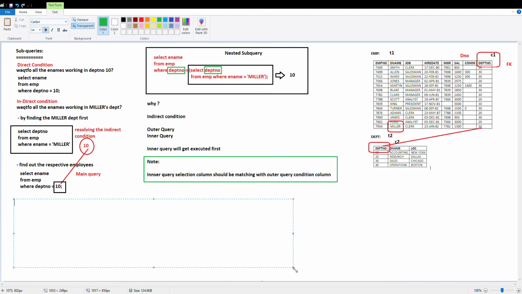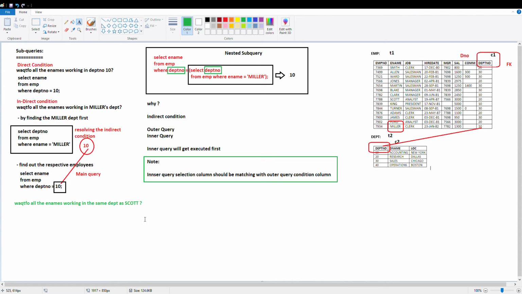What is that example? Let me give you a hypothetical scenario. Write a query to find out all the employee names working in the same department as Scott. The moment you read this question, you should be in a position to understand the situation. I'm not saying the department should be 10. I'm not saying the department should be 30 or 20. I'm saying it should be the same as Scott's.